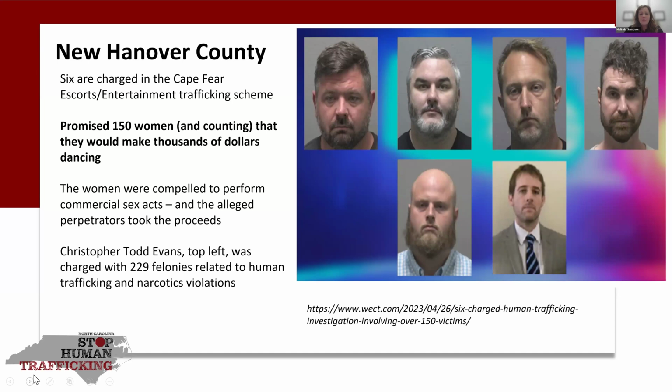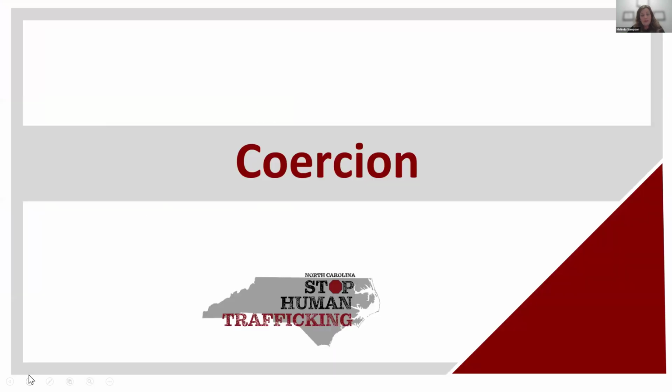Christopher Todd Evans, who's at the top left here, was charged with 229 felonies related to human trafficking and narcotics violations, which is an astronomical amount of charges. And I also do want to highlight the narcotics violations as well. We'll see common threads of substance use disorder that makes people vulnerable, and is also a mechanism of coercion too, which brings me to coercion.